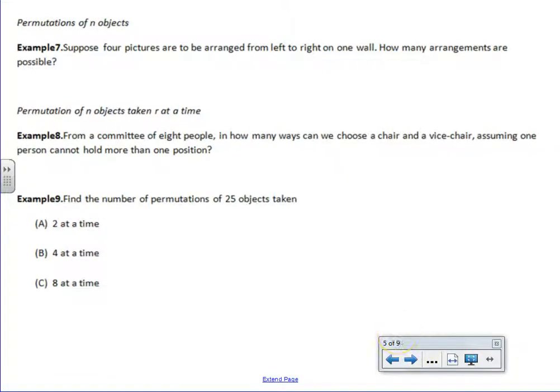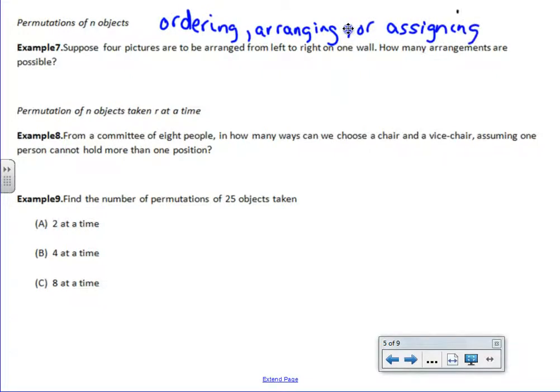Okay, permutations. Permutations, we need to remember a few things. We need to realize that permutations are when we're ordering our outcomes, or we're arranging, or we're assigning. When we have those types of keywords showing up, we know it's a permutation of our outcomes.